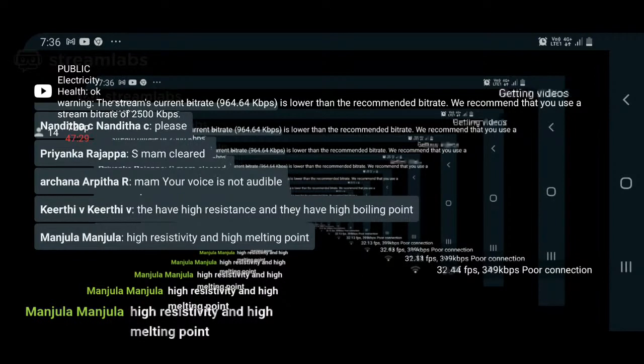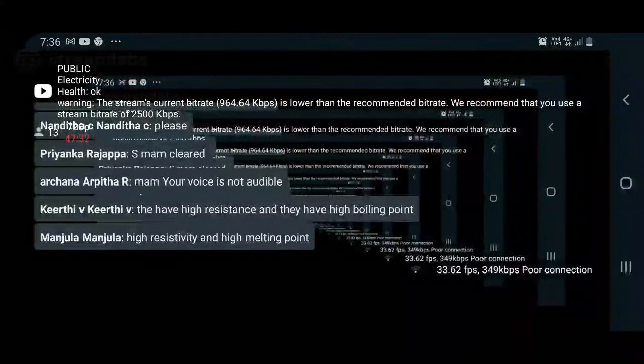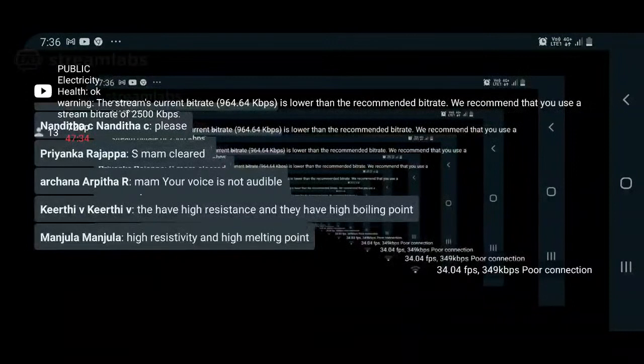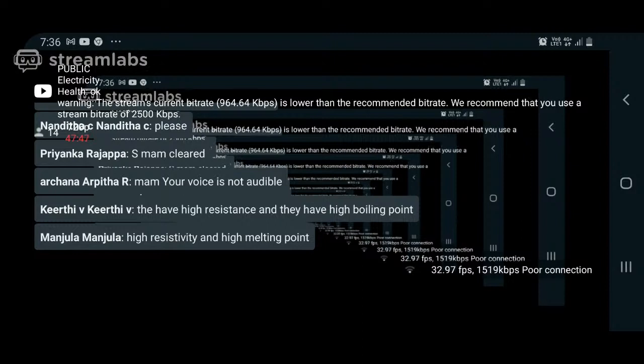Kirti, for liquids we call it boiling point, okay? For solids like metals, we call it melting point. Only for liquids do we call it boiling point. For solids, we call it melting point, okay? Not boiling point, it's melting point, Kirti.